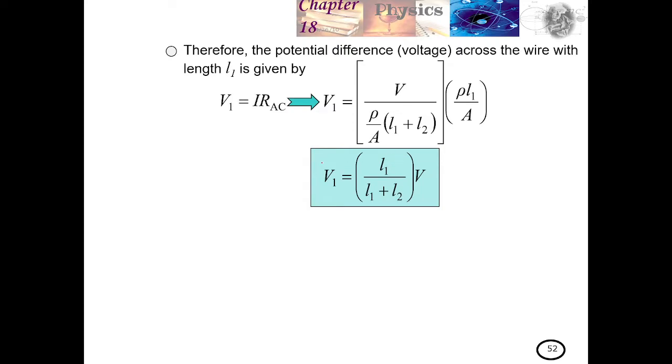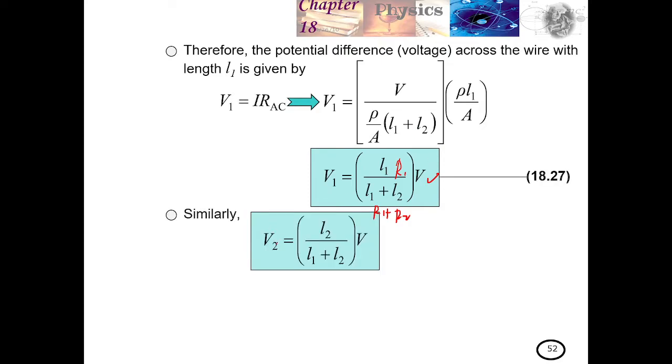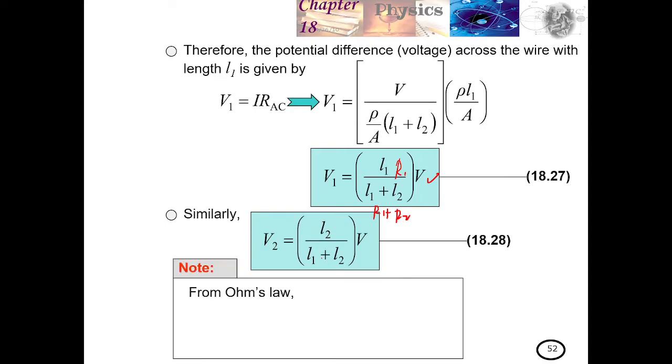Actually, this is the same as the resistors. Remember R1 over R1 plus R2, where V is the source voltage. Similarly, V2 equals L2 divided by L1 plus L2 times V. Note from Ohm's law, V equals I rho L over A, so V is directly proportional to L.